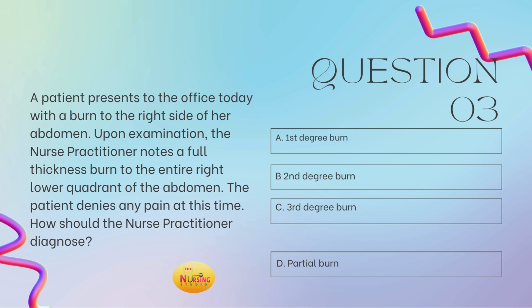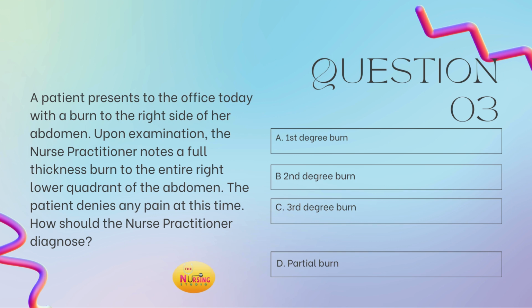So the patient presents to the office today. They're talking about this burn to the right side of their abdomen. The nurse practitioner is assessing and examining, noting a full thickness burn to the entire right lower quadrant of the abdomen. All right. So again, key description: it is a full thickness burn.